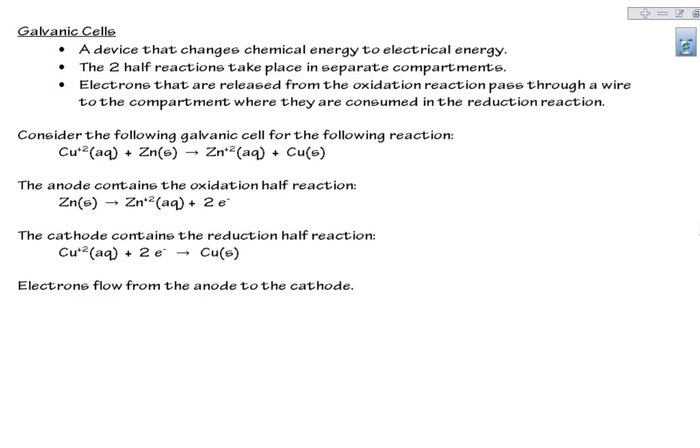Poor electrons. It says the two half reactions are placed in separate compartments or beakers or something like that. And the electrons will pass through a wire as they are consumed in the reduction half reaction. This is going to be so fun. Here's a very typical galvanic cell. I'll set this one up in class for you. Hopefully it'll work. This is probably scaled down to net ionic again.